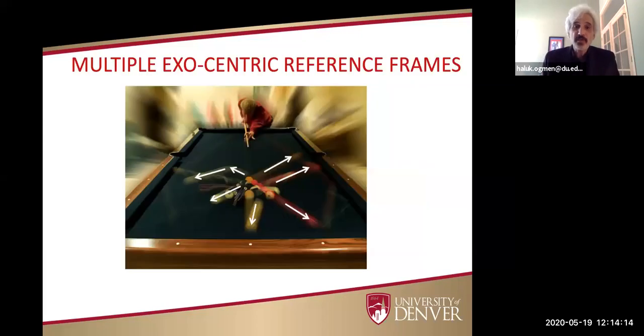Similarly, our proposal is that if there are multiple objects moving in the environment, it won't be a single coordinate system or reference frame, because we have different motions. So we propose that the visual system parses different parts of the scene, detects motion patterns, and then places moving reference frames for the different motion directions.